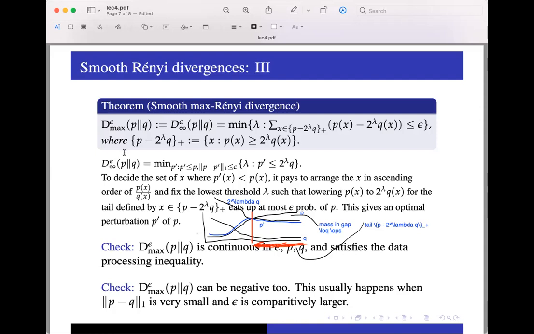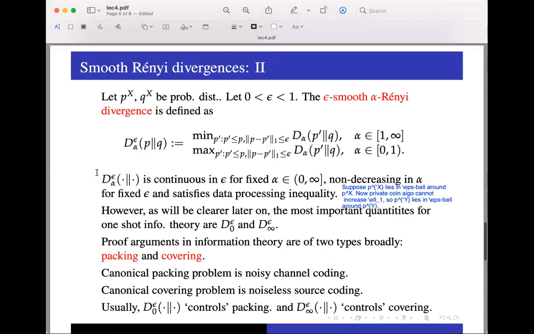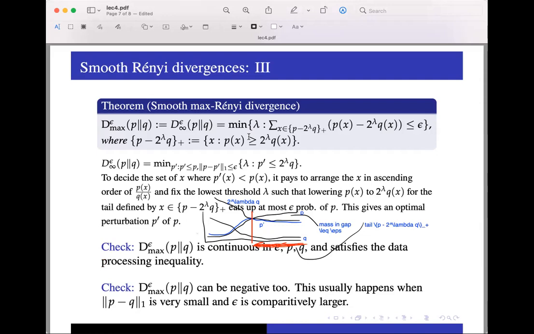Okay, so let's prove this. Let's go back to the definition, D epsilon infinity of P with respect to Q. We're in the first case here, so there will be a minimization over P prime in the epsilon ball. So what does the minimization do? I'm coming to that.